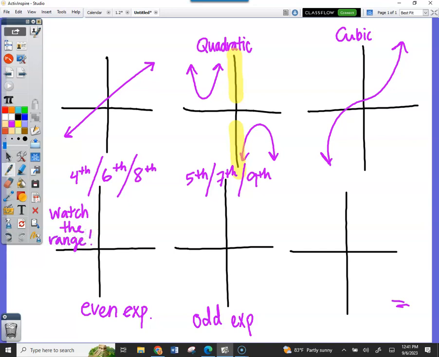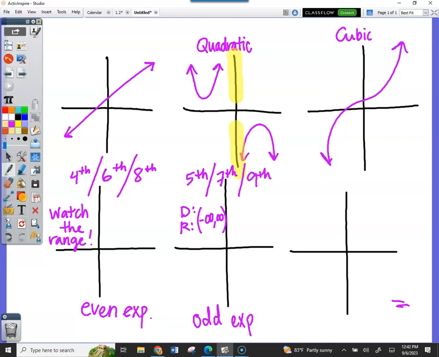Watch the range. If it's an odd power, odd exponent, do I need to watch the range? Because it's going in opposite directions, right? Look right here. So the domain and the range are both all real numbers when it's an odd exponent. So that's a pattern. If you can commit that to memory and understand it, it saves you frustration when I throw a new problem at you.